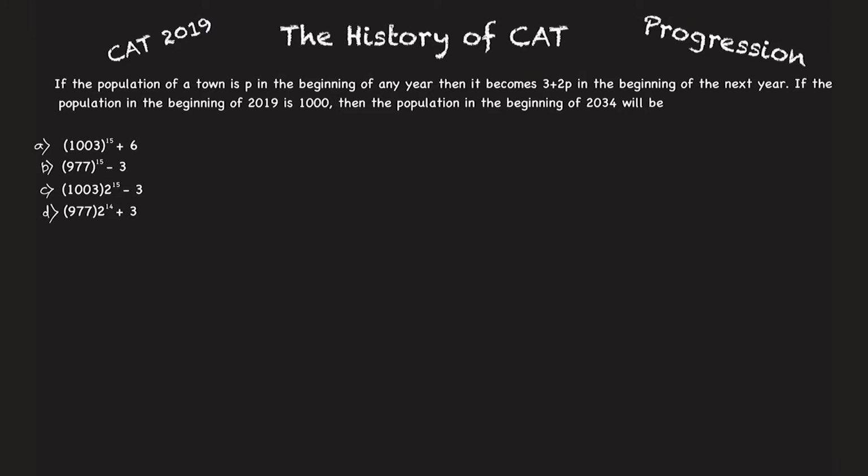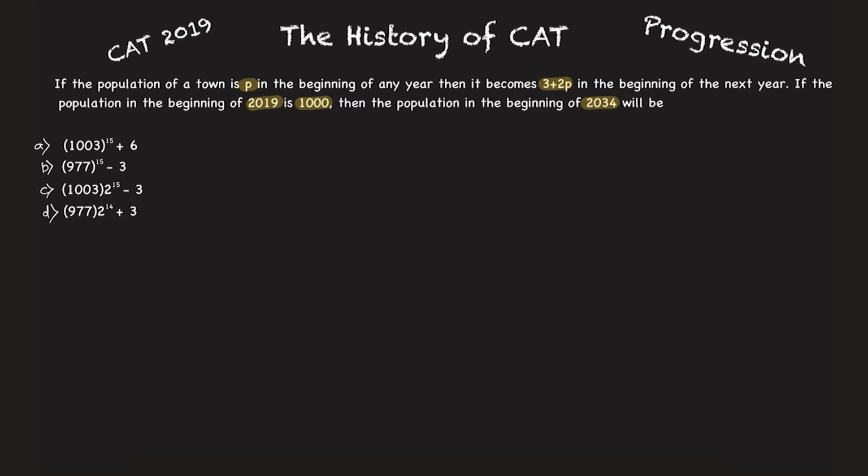If the population of a town is P at the beginning of any year and it becomes 3 plus 2p at the beginning of the next year, and the population of the town at the beginning of 2019 is 1000, what will be the population at the beginning of 2034? From 2019 to 2034, 15 years we are moving. We just need to check whether this series is an AP or a GP. So let's start by analyzing this.